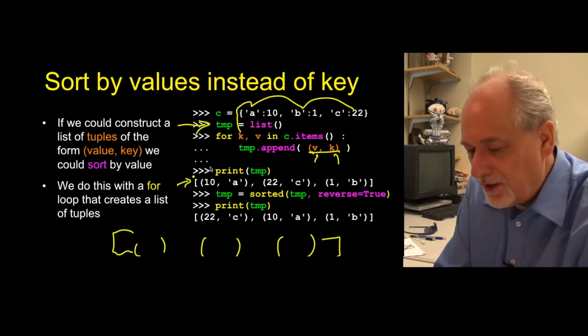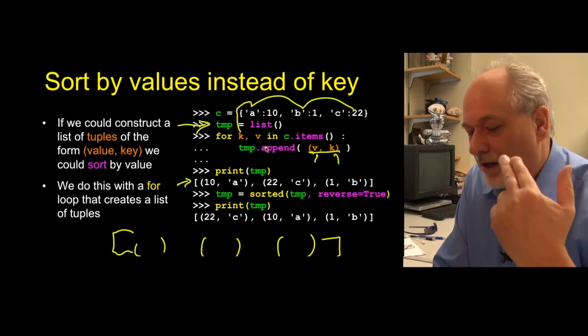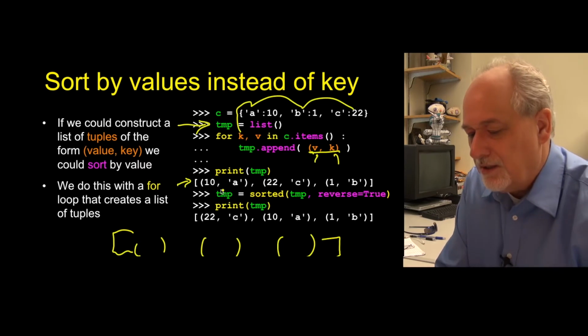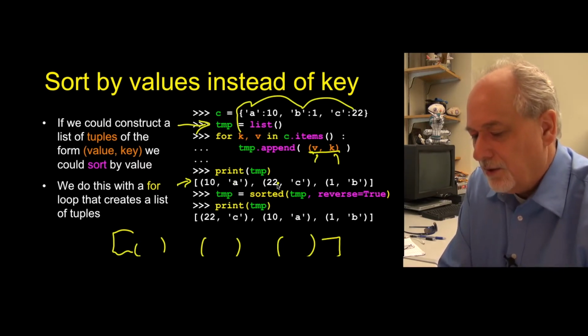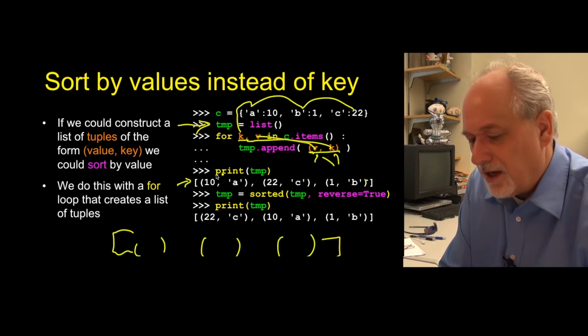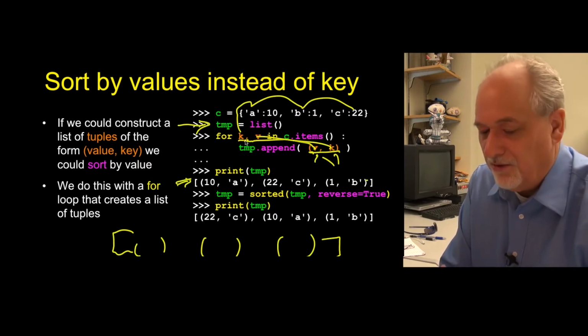This is sort of our temporary data structure that we have constructed to make our job really easy. So this ends up being 10A, 22C, 1B. Now we just flipped them. We took this order and then we flipped them around. And so now we have this nice little list sitting in memory in a variable.